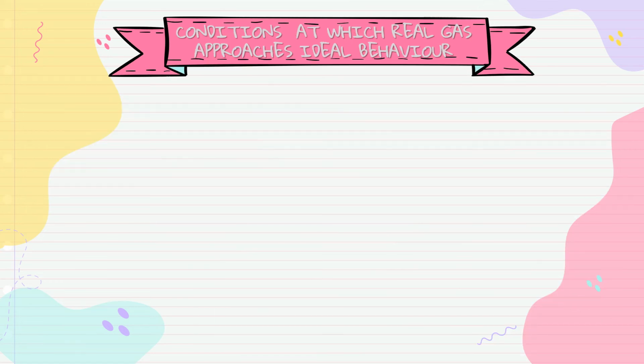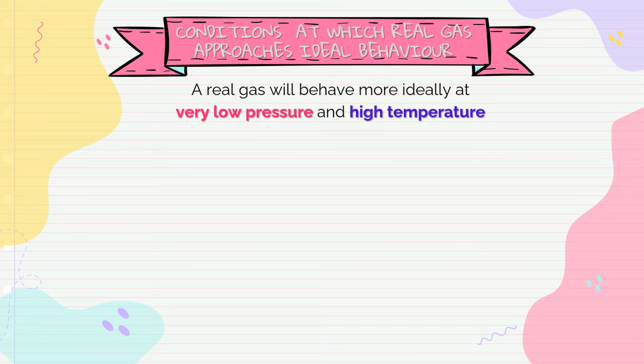Now, what are the conditions at which a real gas approaches ideal behavior? Everything in this world tends to go towards an ideal state. Okay, we want something perfect, something beautiful. So we will strive towards that. It is more or less the same as a real gas. A real gas wants to behave as an ideal gas. So how can a real gas behave as an ideal gas? A real gas will behave more ideally at two conditions. The first condition is a very low pressure, and the second condition is a very high temperature.